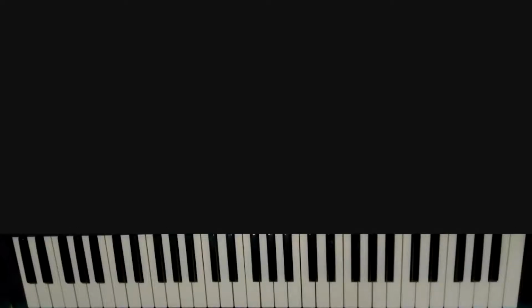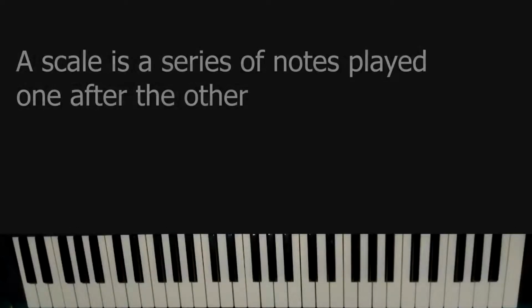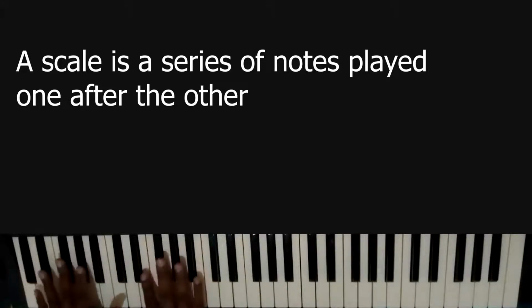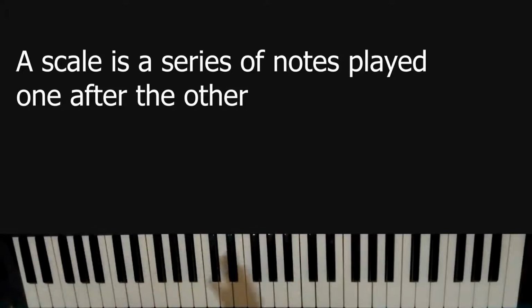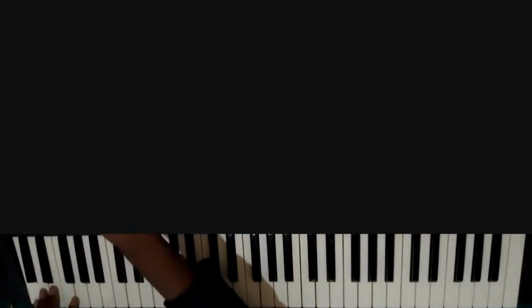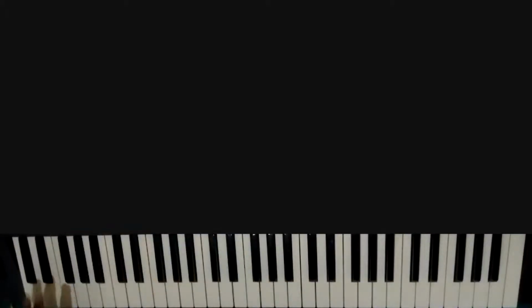So what's a scale? A scale is a series of notes played one after the other. Assuming you know what this is, a keyboard, is a piano. On the piano, we have white and black keys or notes. So, let's go over what this is. Here we have a white note, and it's called a C. Let me add some sound. It's called a C.